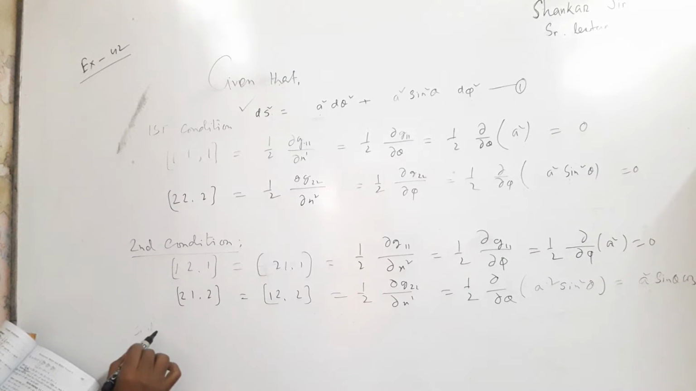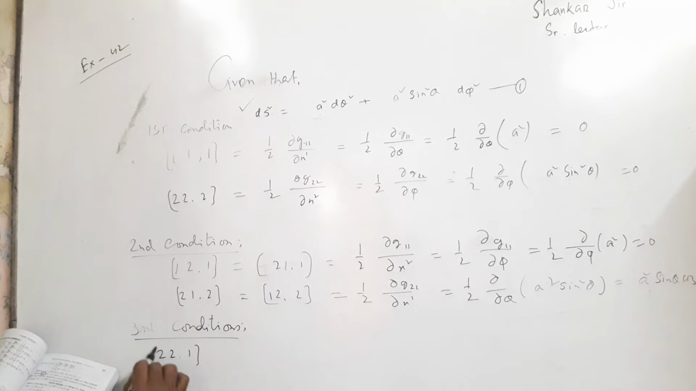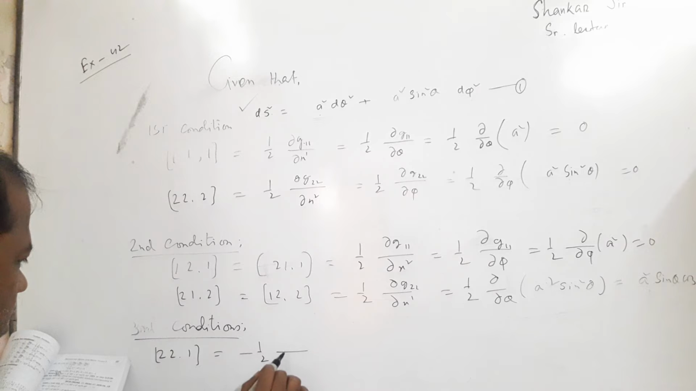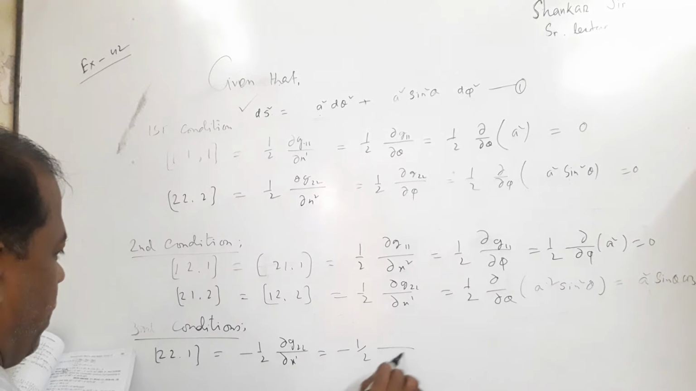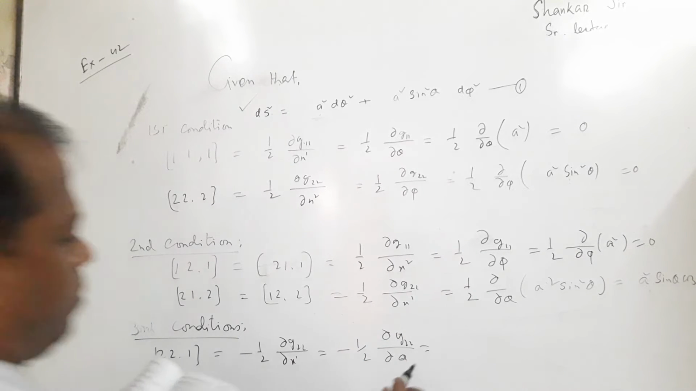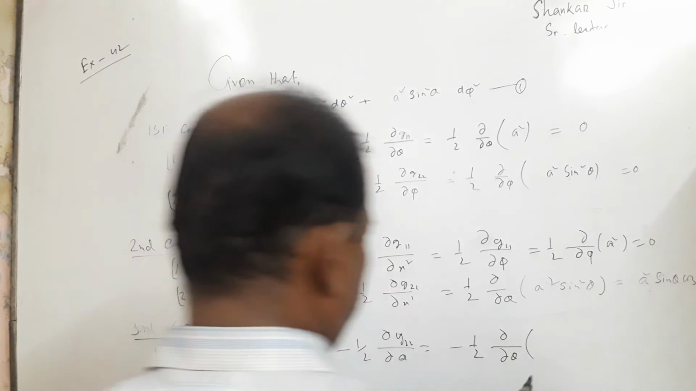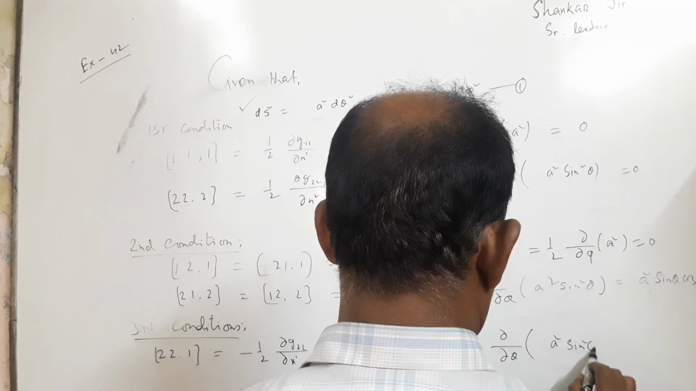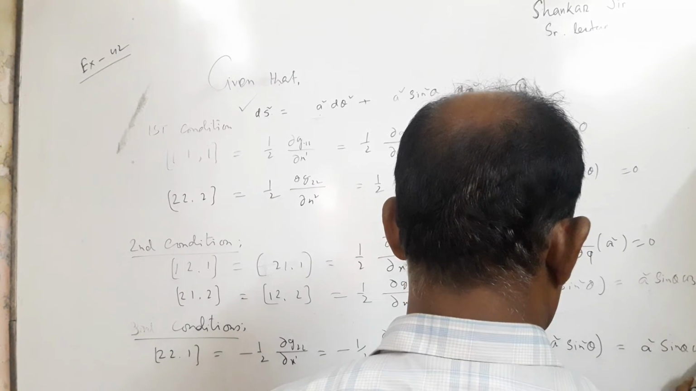Then the third condition. 2 2 1 equals minus half of del x1 del g22, equal to minus half of del by del theta of g22, where g22 is a square sin square theta, giving minus a square sin theta cos theta.